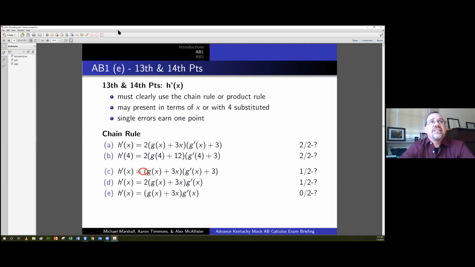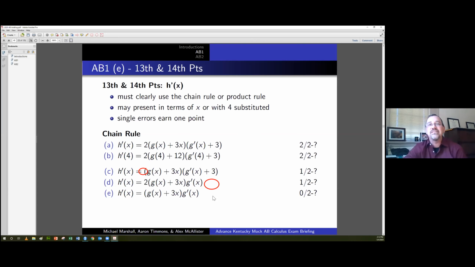Let's see, what's the single error in the next one? They've left off the plus 3. So if they're missing the plus 3, everything else is perfect. They got the leading 2. They brought that down in front. We're going to allow that single error to earn them 1 out of the 2 points, the 13th and 14th points. If we see 2 errors, though, this is a combination of the preceding ones.